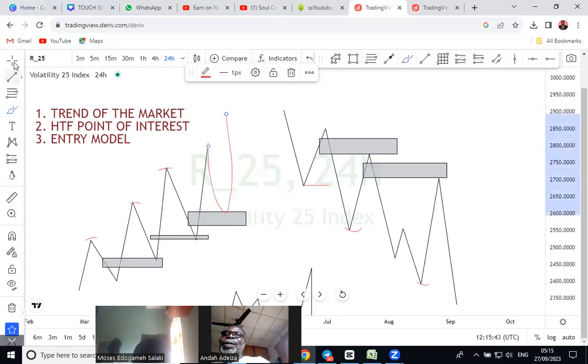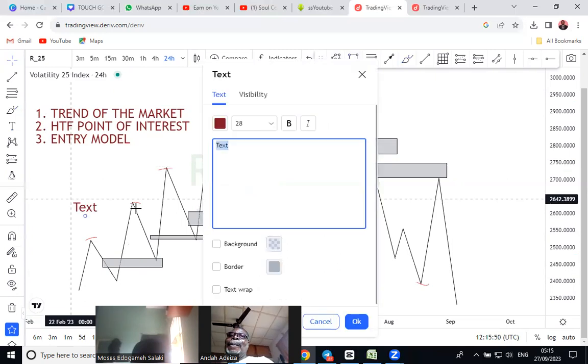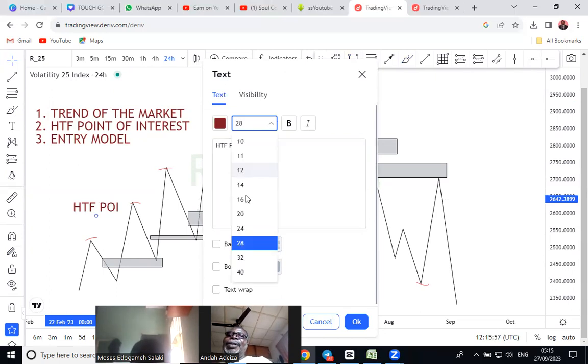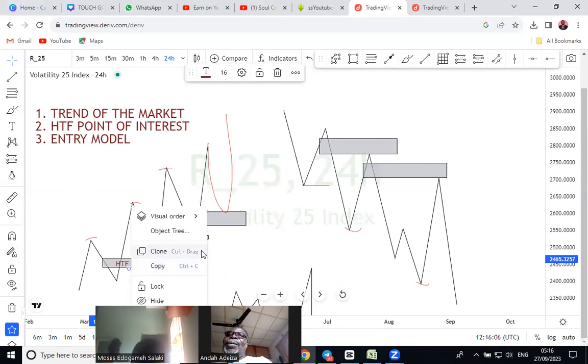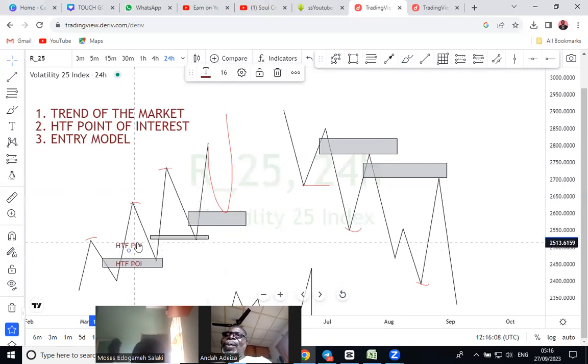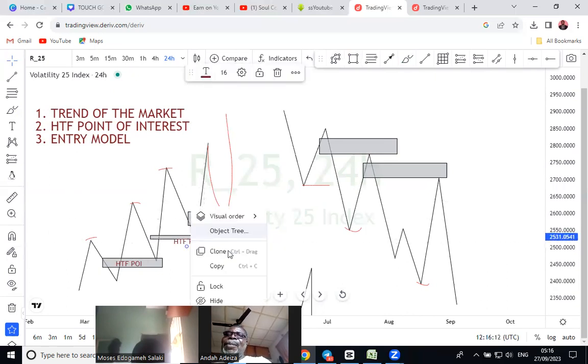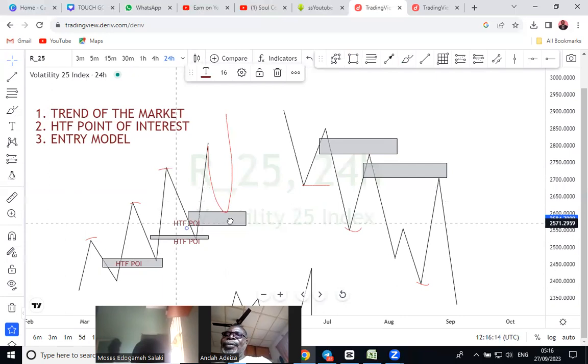Now this point where price is returning is your number 2. This point becomes your point of interest, higher time frame POI. That's now your point of interest. So once price comes back, this becomes the point of interest.